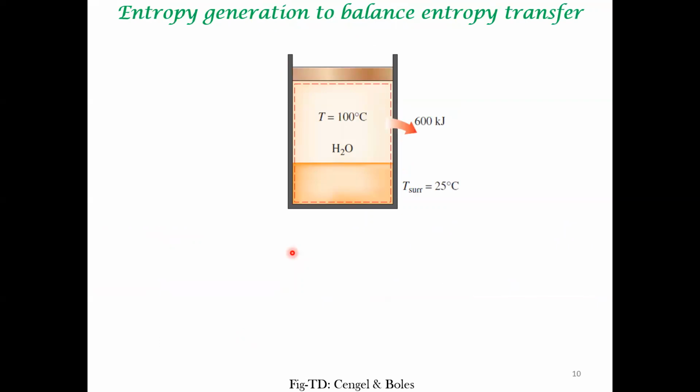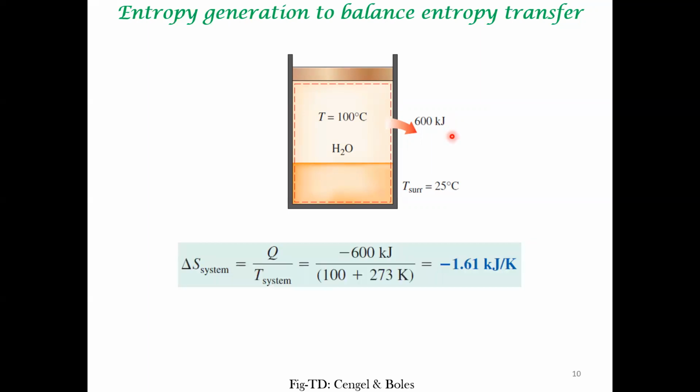For example, let's consider this particular example. You have a two-phase system, water and water vapor at 100 degrees centigrade. And water is condensing. Because of the new bonds that are formed, internal energy is being released as heat. You're keeping the temperature constant, let's say. And then because of condensation, 600 kilojoules of thermal energy is being released. And the temperature of the surroundings is 25 degrees centigrade.